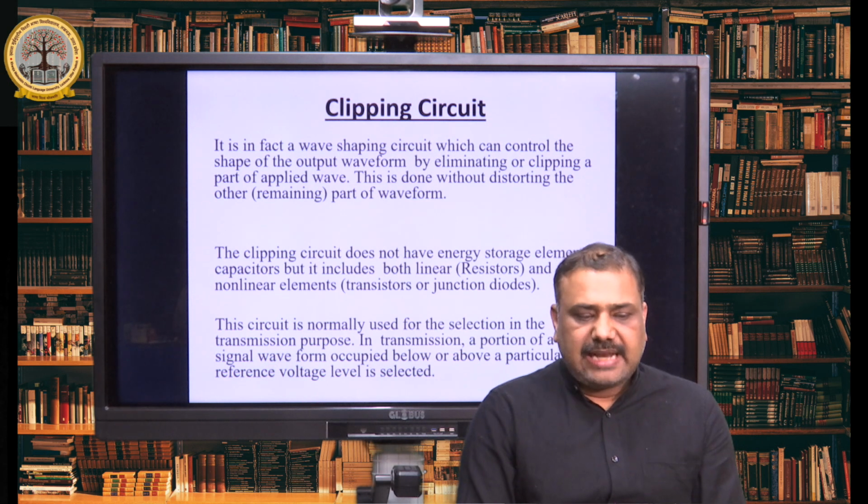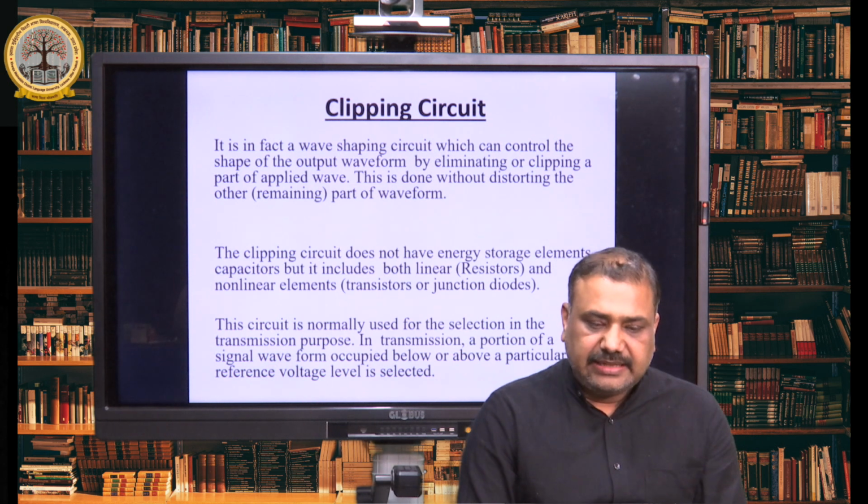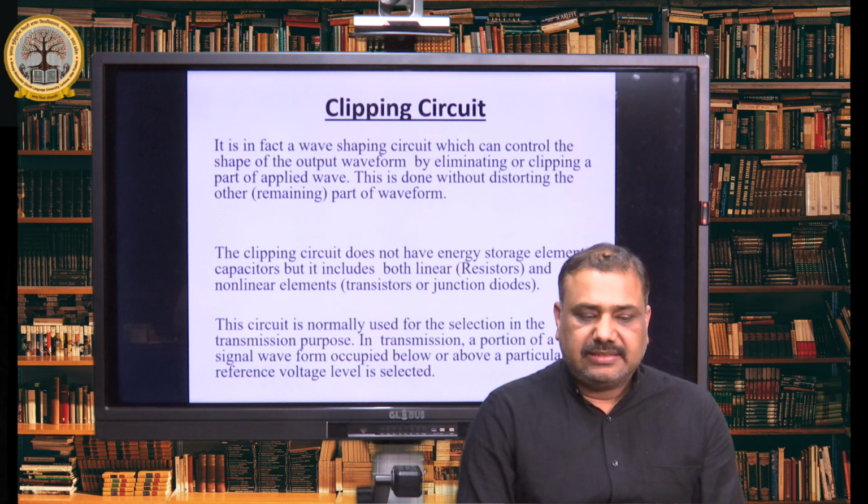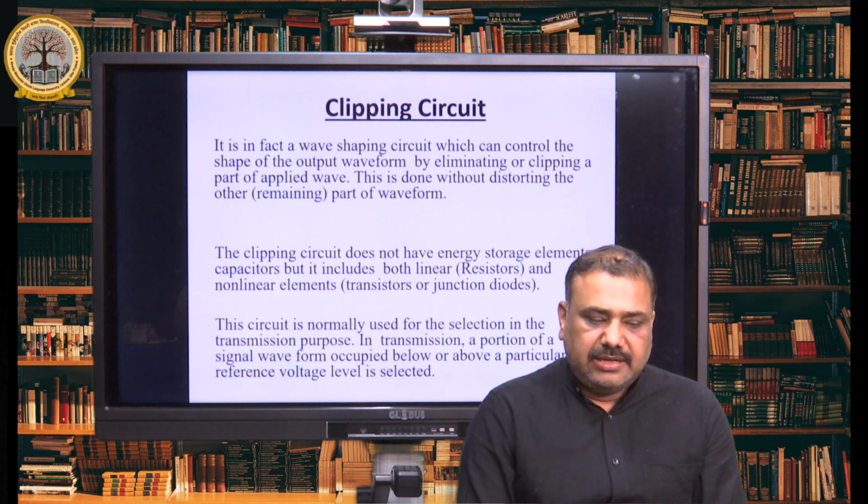Clamping circuit. Clamping circuits are electronic circuits that shift the DC level of an AC signal. Clampers are also known as DC voltage restorers or level shifters. These circuits are used to clamp an input signal to a different DC level.